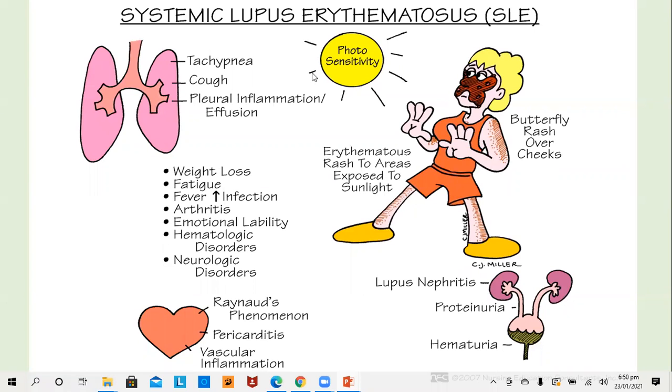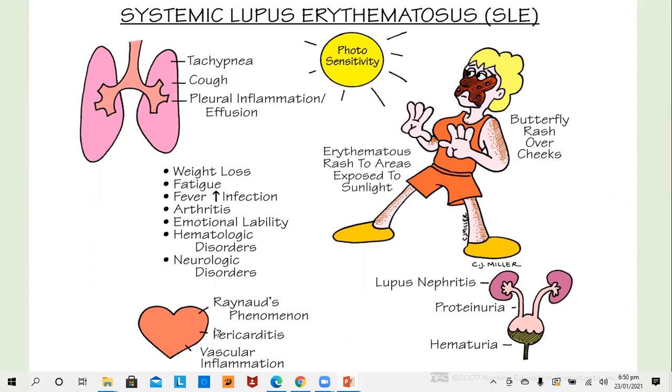So in summary, you see the SLE patient has a lot of photosensitivity with a butterfly rash over the cheek and erythematous rash in areas exposed to sunlight. In the lung, it manifests as tachypnea, cough, and pleural inflammation and effusion. Pleura is involved more commonly as compared to the lung parenchyma. General symptoms include weight loss, fatigue, fever, increased chances of other infections, arthritis, emotional lability, hematological disorders, and neurological disorders.